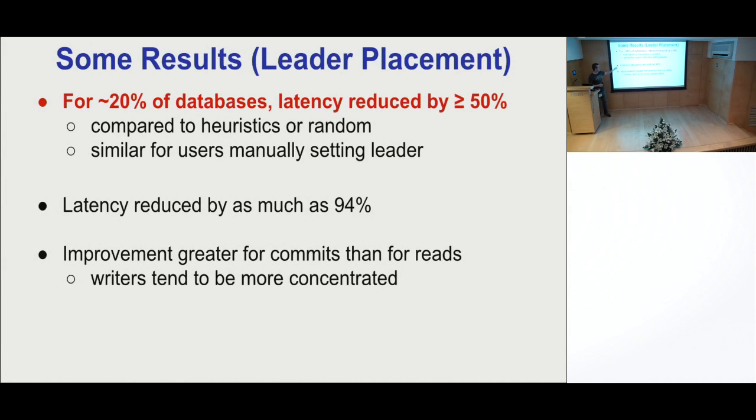We saw latency improvements as much as 94%. And maybe surprisingly, we got better improvements for commits than for reads. We investigated this a little bit and saw that actually the writers, the committers, tend to be more concentrated. So it's easier to optimize for. Whereas the readers tend to be more spread out. So if you improve something for one reader, you make it worse for another.